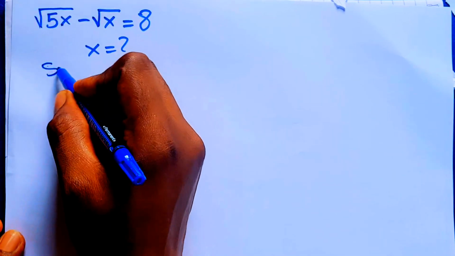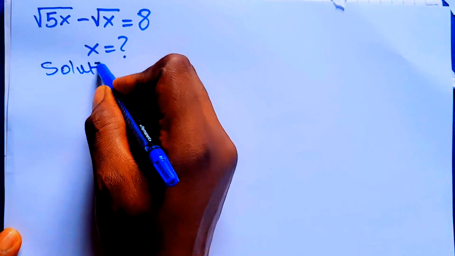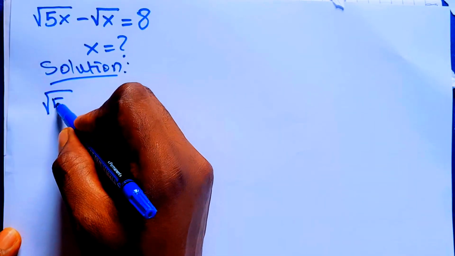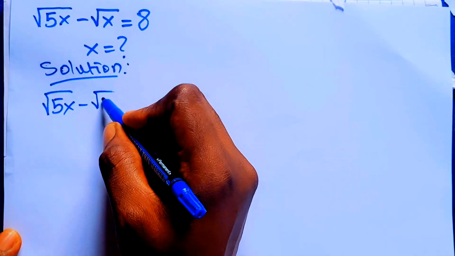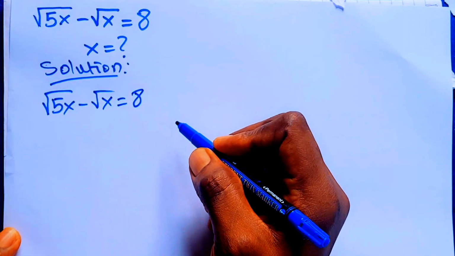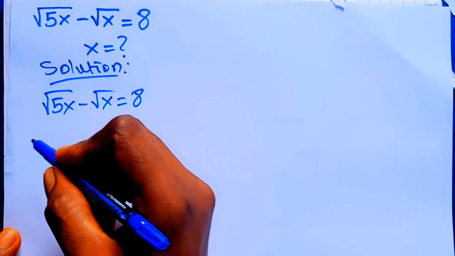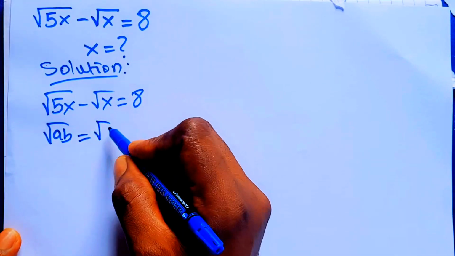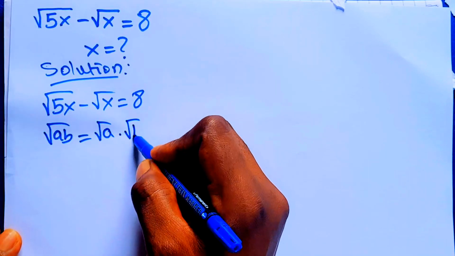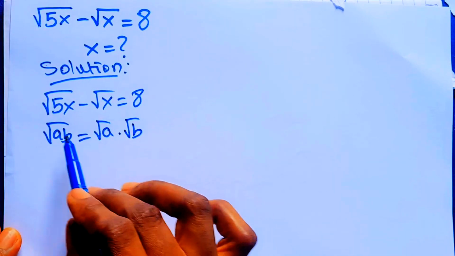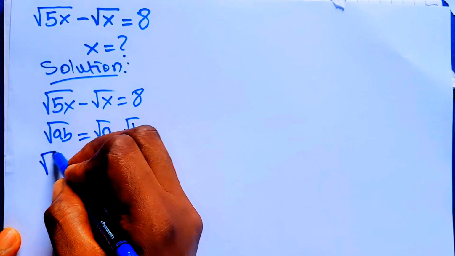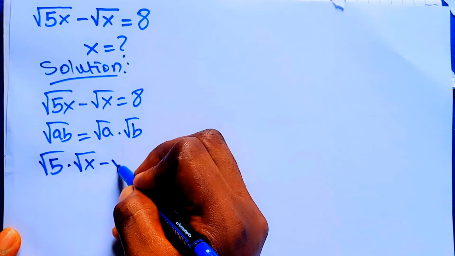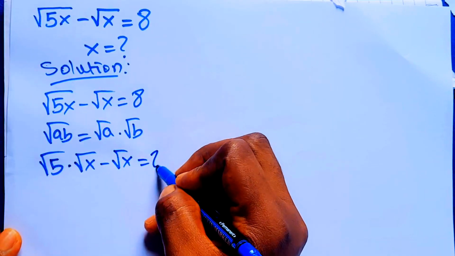The first thing we are going to do, let me write solution. Okay, so our question is square root of 5x minus square root of x, and this equals 8, okay? Now, we are going to apply this rule. If you have square root of AB, this equals square root of A times square root of B, okay? Now, if we apply this rule here, we are going to have square root of 5 times square root of x minus square root of x, and this equals 8.